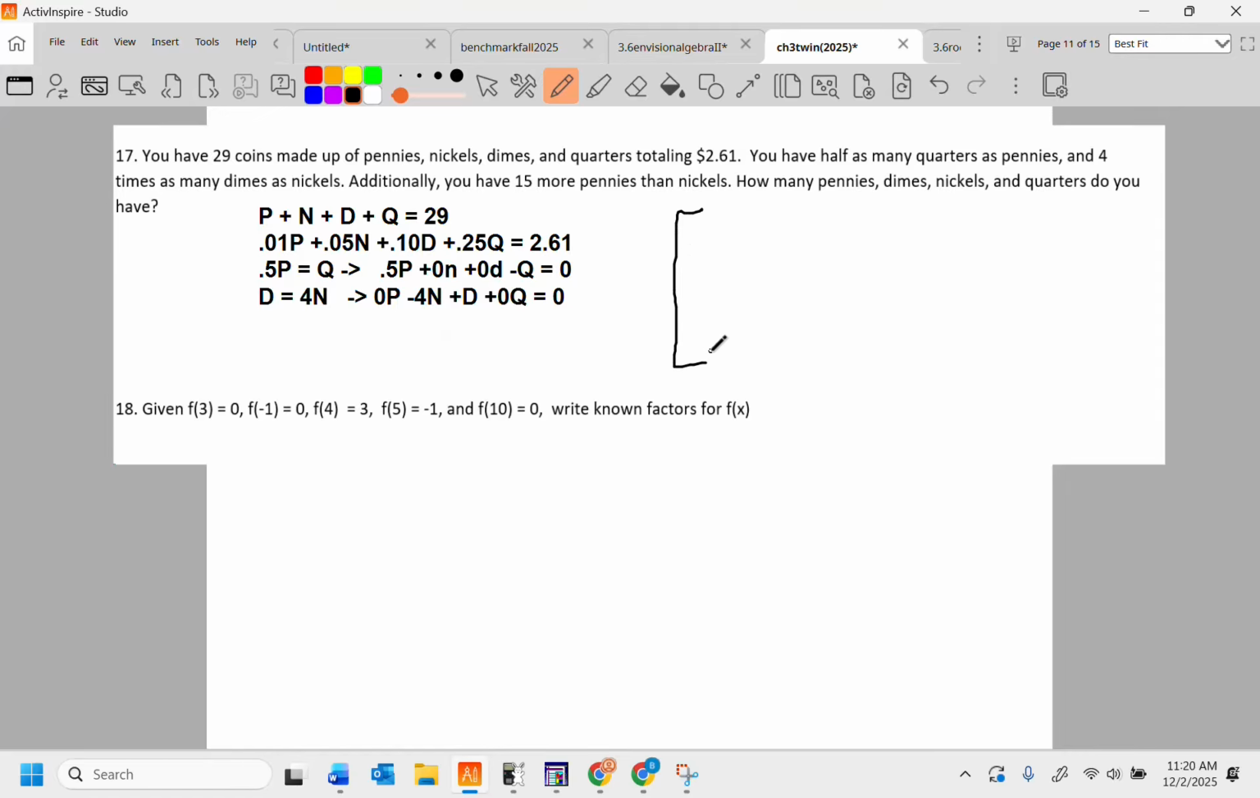The augmented matrix looks like follows: 1, 1, 1, 1, 29. 0.01, 0.05, 0.1, 0.25, 2.61. 0.5, 0, 0, -1, 0. 0, -4, 1, 0, 0. And I'm going to feed that to a TI-84.